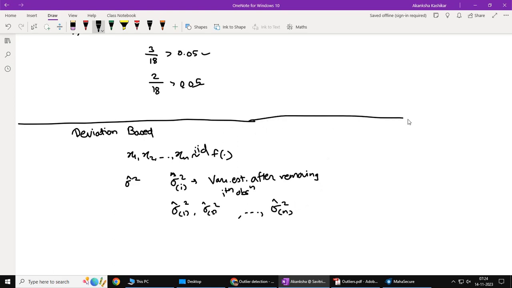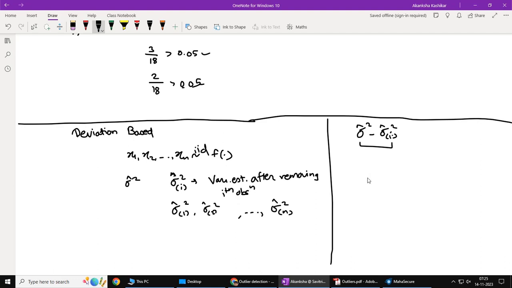Now generally when you reduce the number of observations, variance should decrease, right? So we compute sigma square minus sigma I square hat, of course, for every observation. So we see how much decrease in the variance has been achieved by removing a particular observation. And if this decrease is very high, it means that after removing that observation, the variance has decreased drastically.